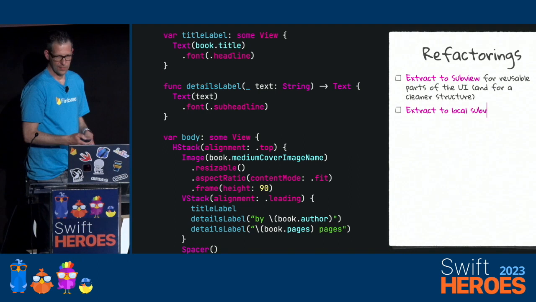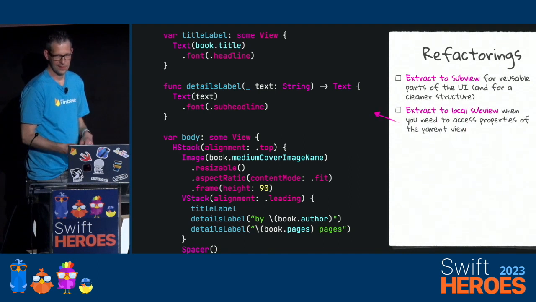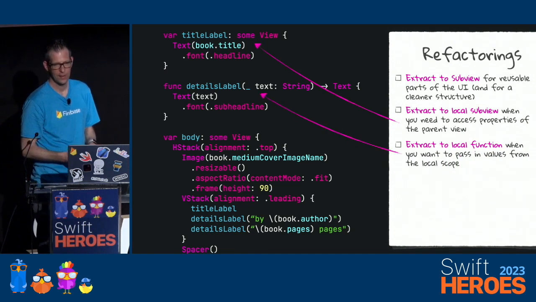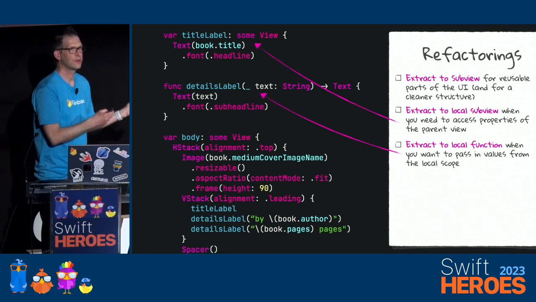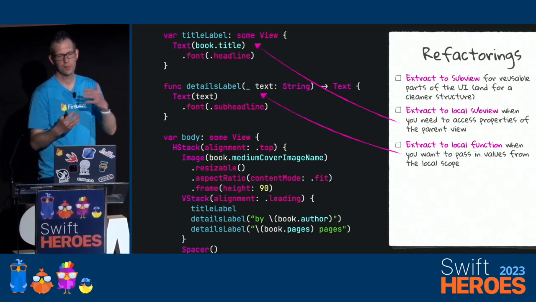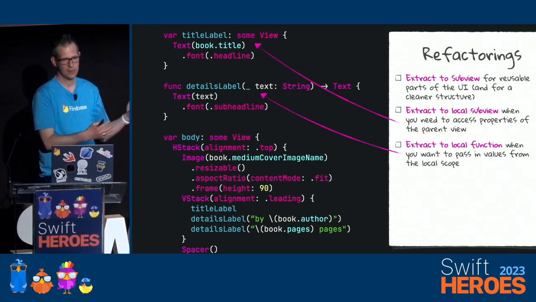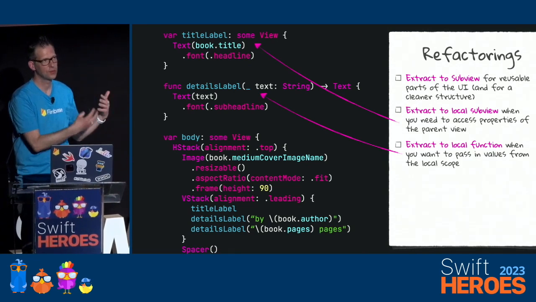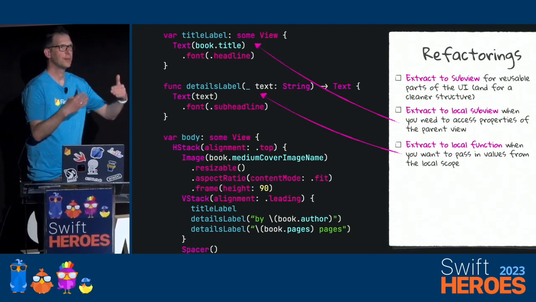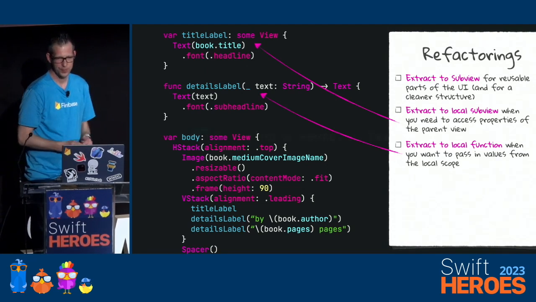All right, so next slide. Okay, great. So extracting to function, that's the refactoring you should use when you need to do some computation on something, and you want to essentially parse something from the local scope.